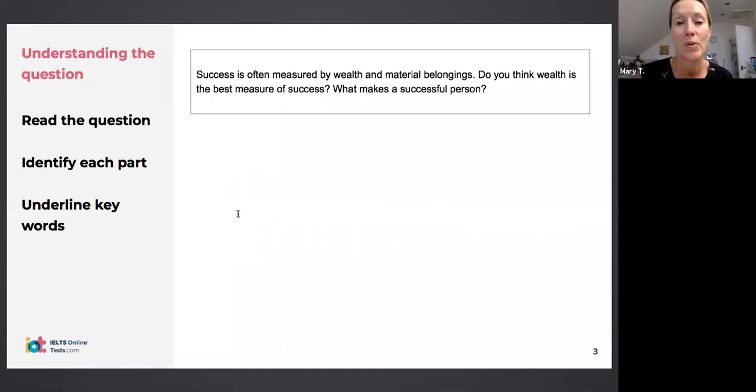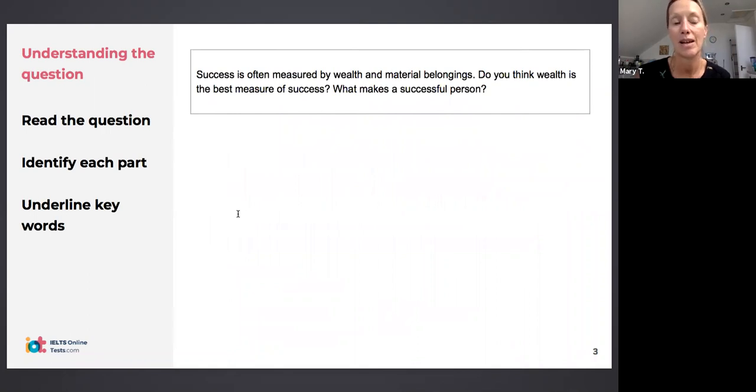Okay, so this is the question. I'll just read it out for you. Success is often measured by wealth and material belongings. Do you think wealth is the best measure of success? What makes a successful person?